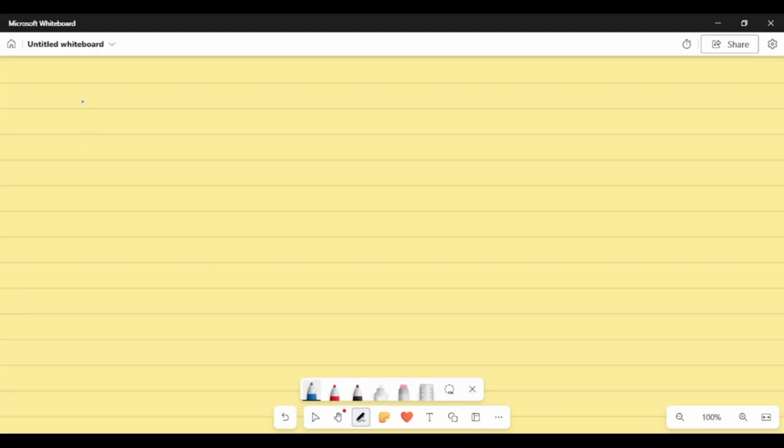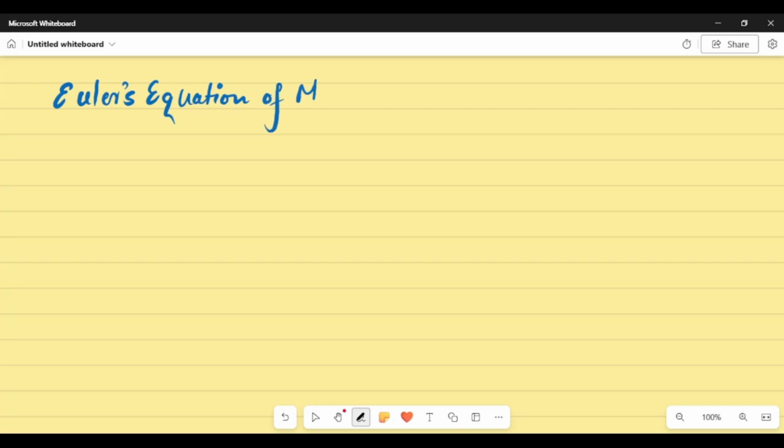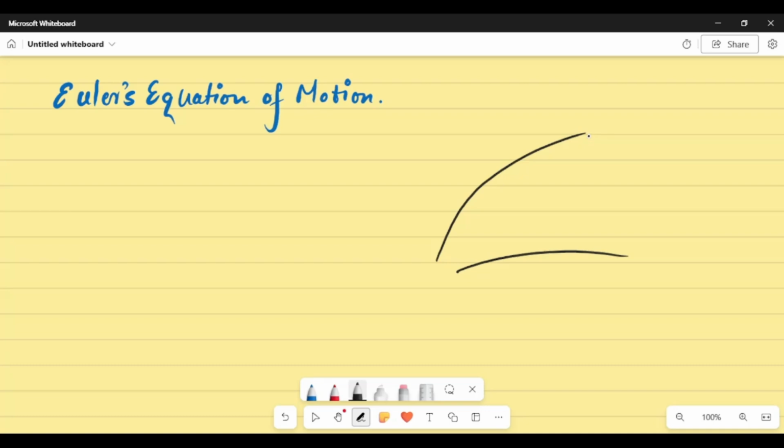Let us start this section with Euler's equation of motion. So our topic for today is Euler's equation of motion. What do we study in Euler's equation of motion? We study fluid flow.